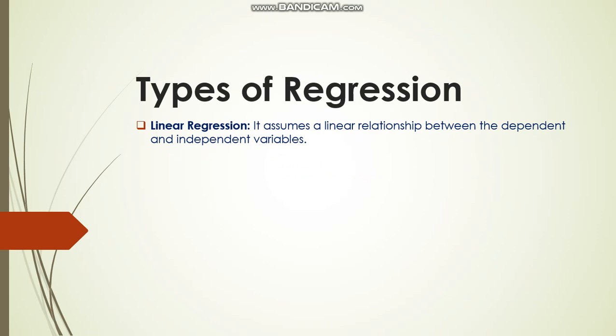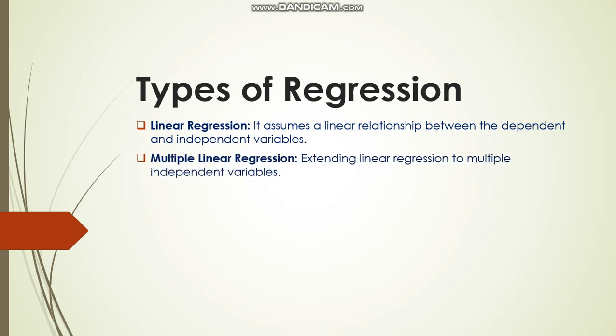The second one is multiple linear regression. It is extending linear regression to multiple independent variables. In linear regression, there is one dependent variable and one independent variable. In multiple linear regression, there are multiple independent variables.